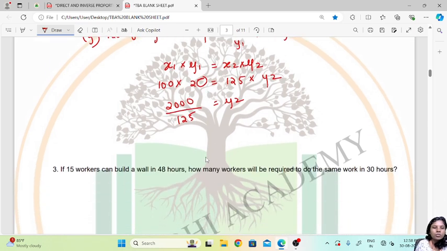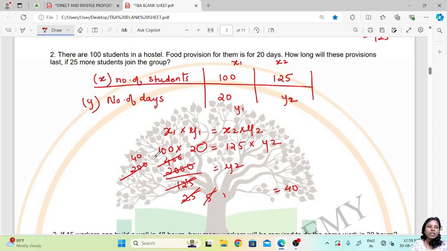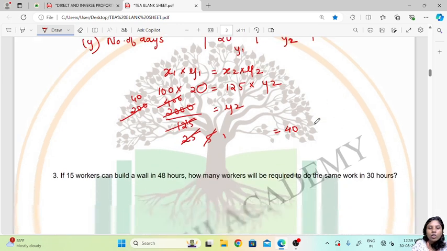Now we cancel this. We can do it in the 5 times table directly. 5 5s are 25, so this becomes 400, again 5 5s are 25, it becomes 200, 5 4s are 20, so 40. So initially the number of days was 20, if you increase the students it will go on for 40 days.